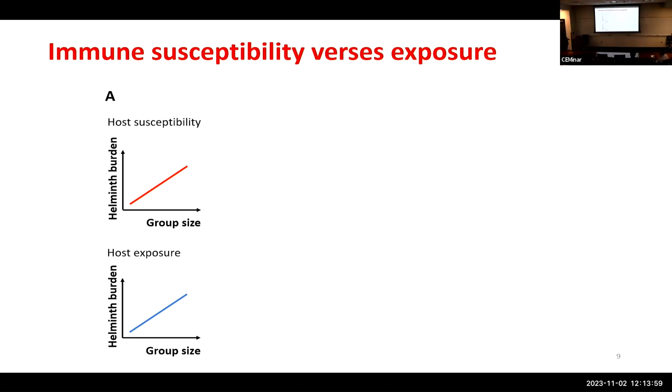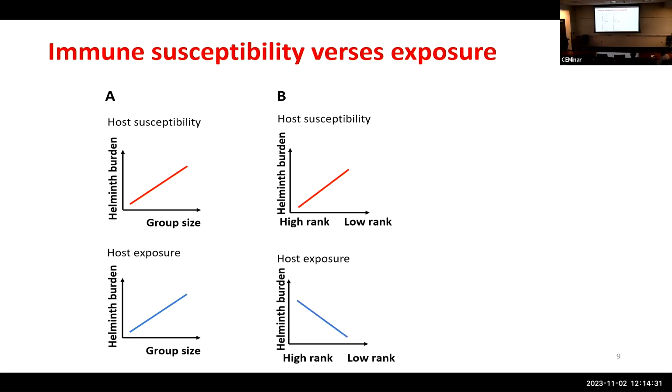And so you will expect that the helminth burden will have a positive correlation with group size. As group size goes up, the helminth burden goes up. If you look at host exposure, if you're in a group that has many individuals, it's likely that there'll be contamination of the environment where you stay. That means there'll be more parasite infectious stages, and that means hosts are likely to get exposed. And so the direction for both susceptibility and exposure will be a positive association.